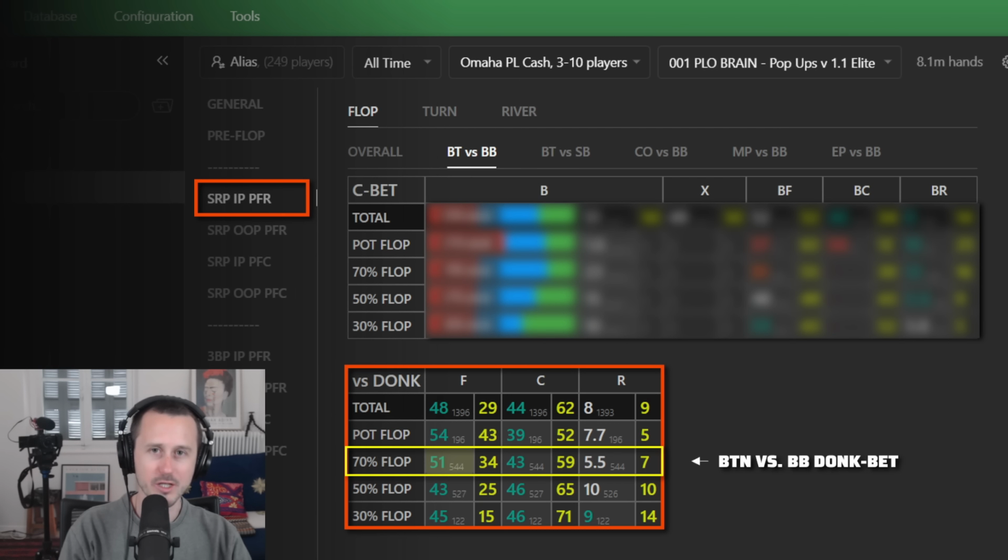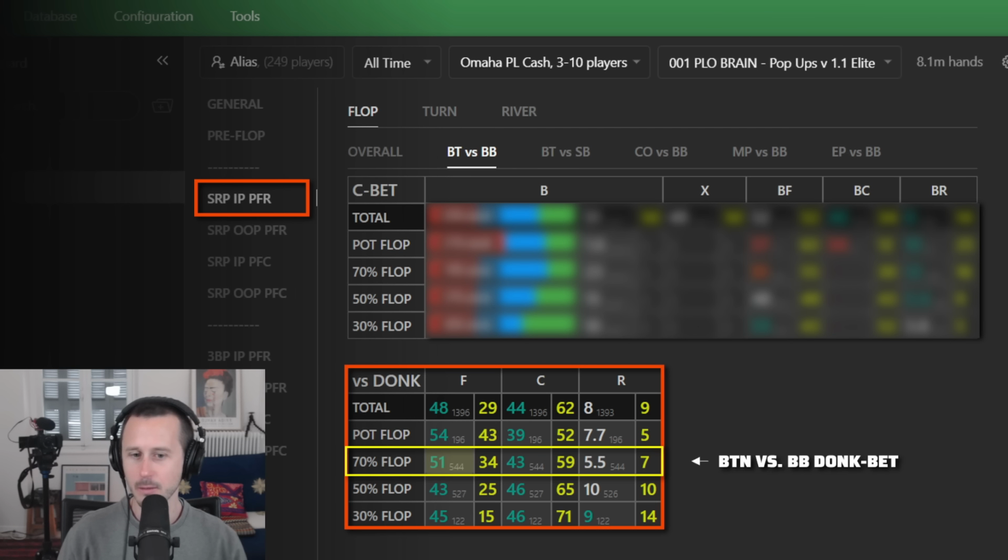Let's focus on one specifically, and that is if the big blind donk bets for around 70% of the pot, what is the response? In green, we see the response by the population. So how are all these winning players together responding against the donk bet? In yellow, we see the response on average on many boards in a GTO setting. In other words, how would a computer in an optimal environment respond against a donk bet? And we do see that the population is folding 51% against the donk bet, while in theory, we should only fold 34% of the time.